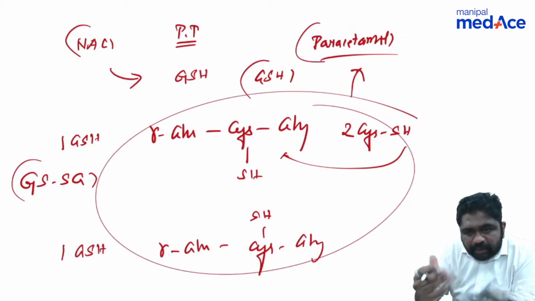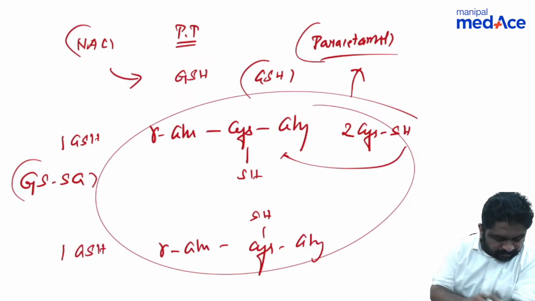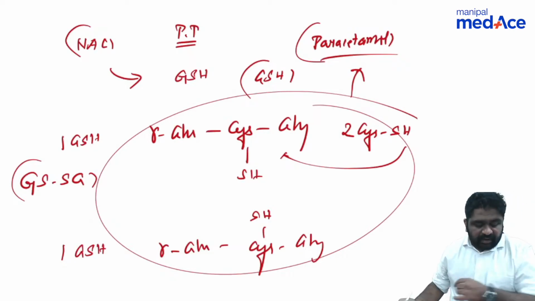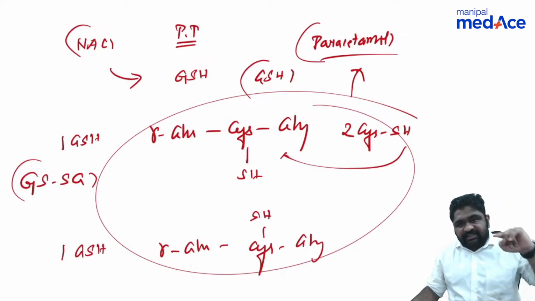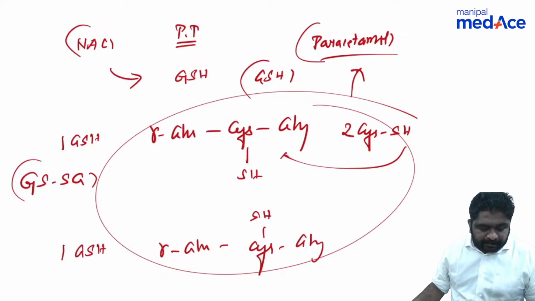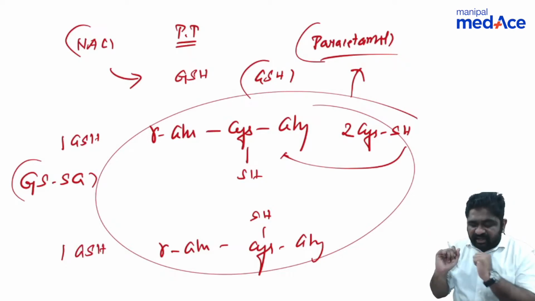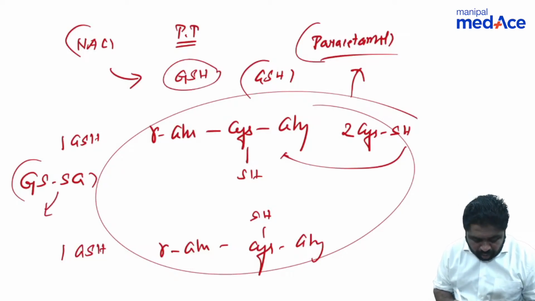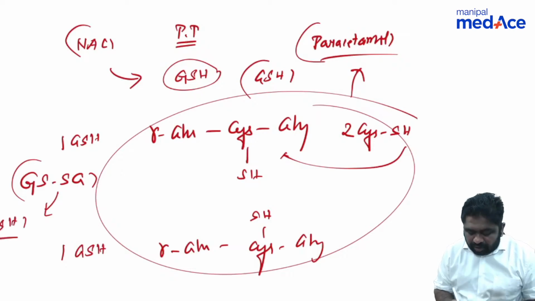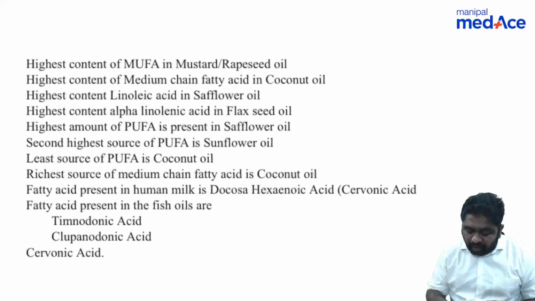Can N-acetylcysteine deal with paracetamol directly? Anybody? You are giving N-acetylcysteine in paracetamol poisoning. Can N-acetylcysteine treat the paracetamol? No, N-acetylcysteine cannot deal with the paracetamol directly, but it can deal with the glutathione, so it can convert the GSSG into two molecules of GSH, because of which the GSH will be ready to deal with more paracetamol. That's all.